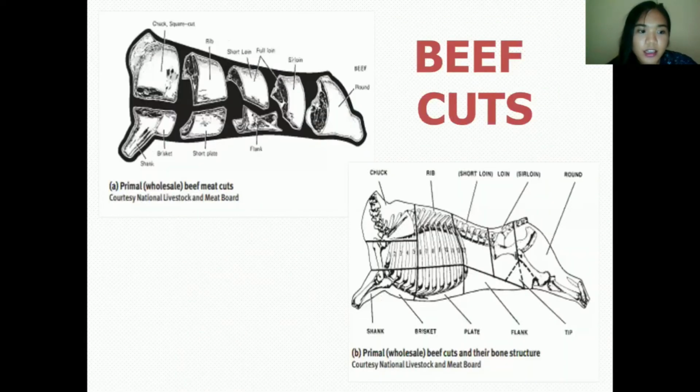Then in this slide, here are the beef cuts, which have two features: the primal beef meat cuts, and the letter B, which is the primal wholesale beef cuts and their bone structure. As you can see, there is the chuck square cut, the rib, the short loin, the full loin, and the sirloin. The round, the flank, the short plate, then the brisket, and the shank.